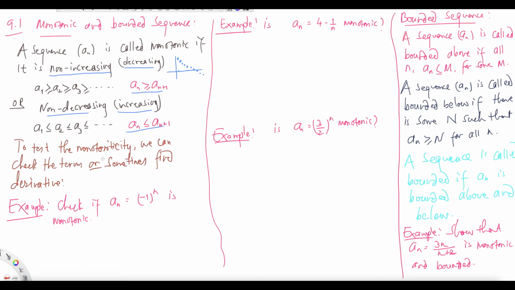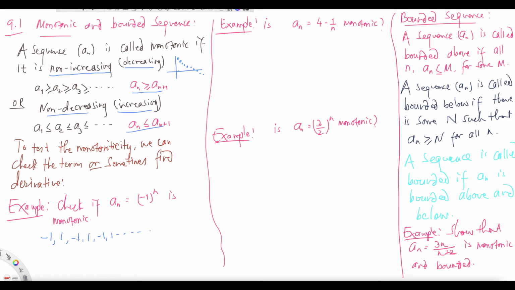Let us see some examples, then the concept will be clear to you guys, okay? First example, check if s of n equals -1 to the n is monotonic or not. So to check the monotonicity, we can list the terms and then see, right? What is a1? A1 is plug in 1 for n, -1. What is a2? Plug in 2 for n, 1. A3, -1. A4, 1. A5, -1. A6, 1, and so on.